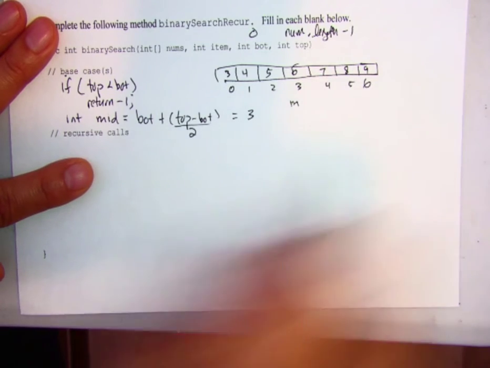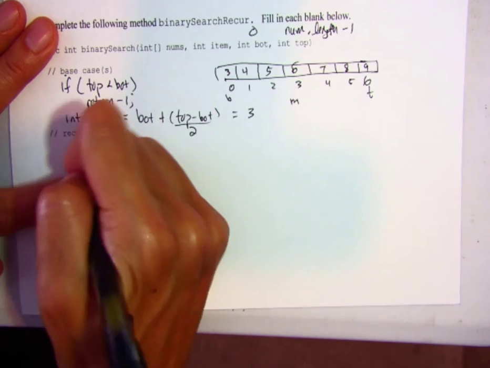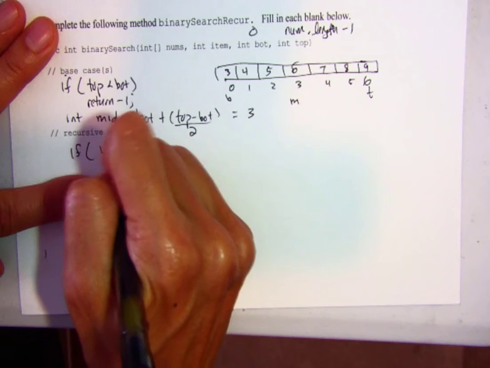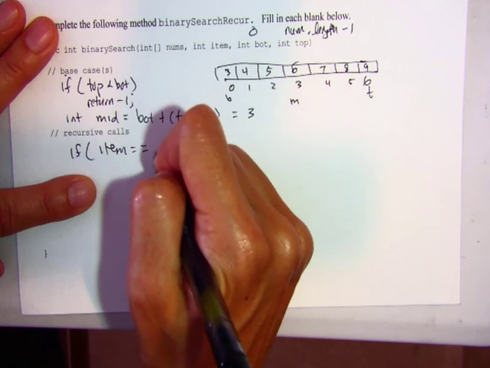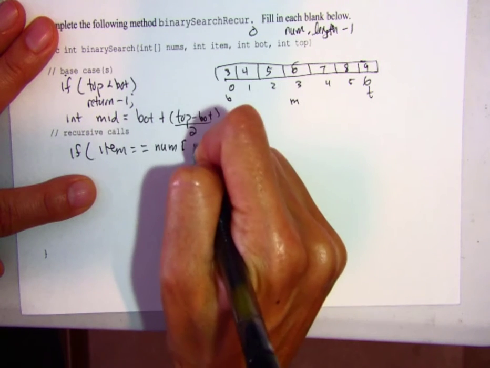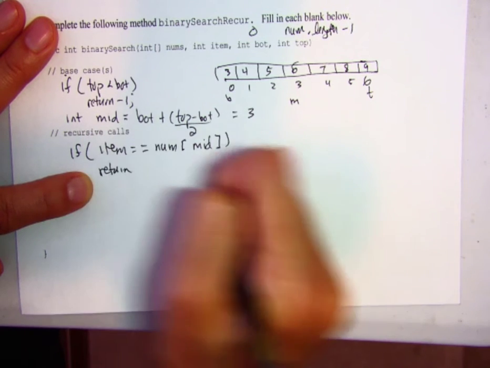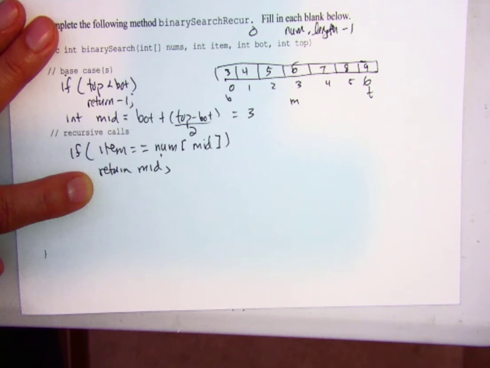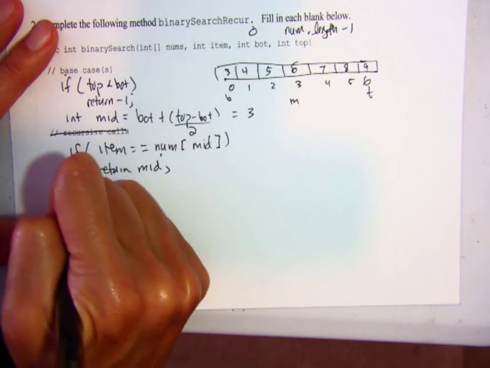So if this is M, this is B, and this is T, and we're lucky and the item we're looking for is equal to nums at mid, where nums is the name of the array, then we're done, and we can return the index, which in this case is mid. That would be awesome. But if that's not true, then we're going to have to make the recursive calls.